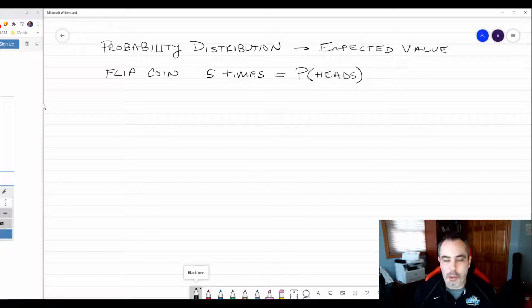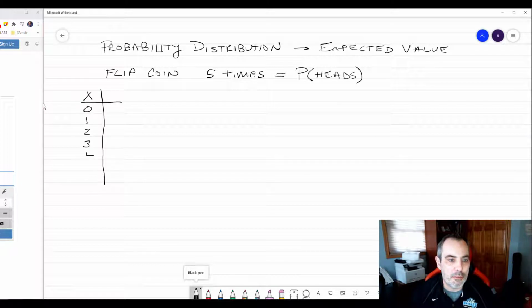Now, when you flip a regular coin, there's a 50% chance that it could be heads or tails on any of the coin flips. I want to do this 5 times, and I'm going to make a distribution for that. So here I'm going to have x, and x could be 0, 1, 2, 3, 4, or 5 heads as I'm flipping the coin. Now, for each one of these, in order to complete the probability distribution, I have to list the probability of x. Like, what's the probability that this is going to happen?